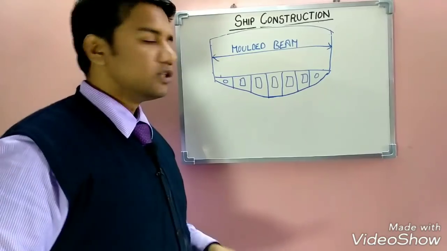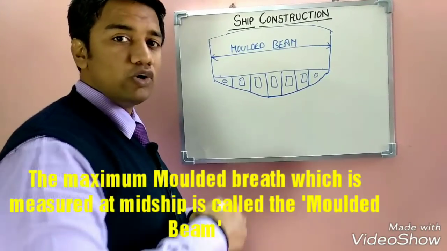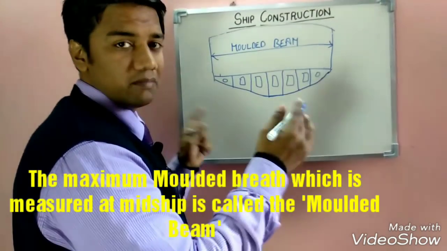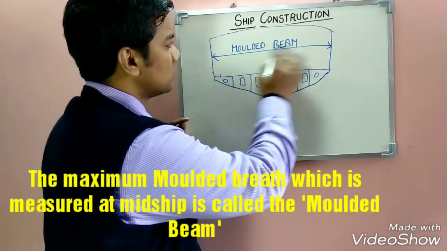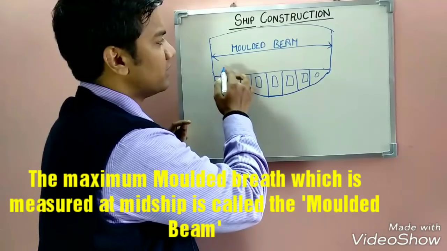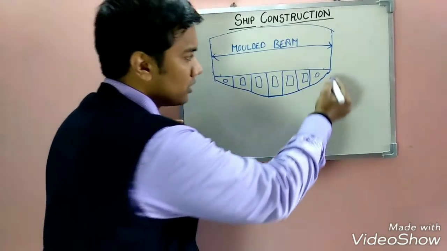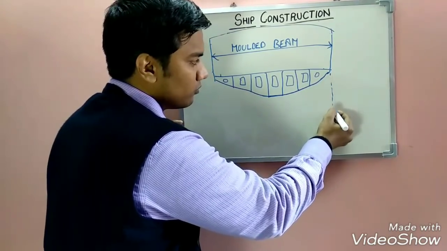So our next definition is molded beam. Now, molded beam is the maximum molded breadth which is measured at midship. So this maximum molded breadth measured at midship is called your molded beam. This is the reference line from molded beam.